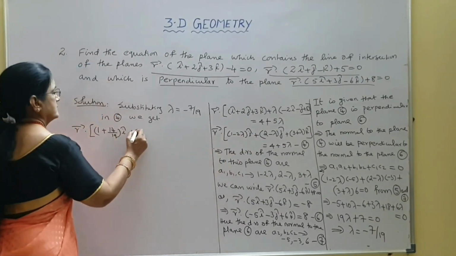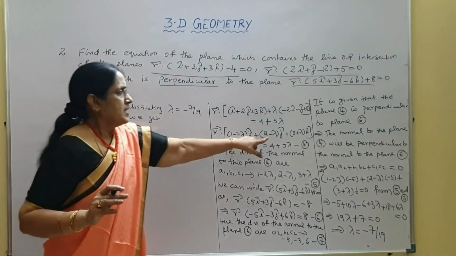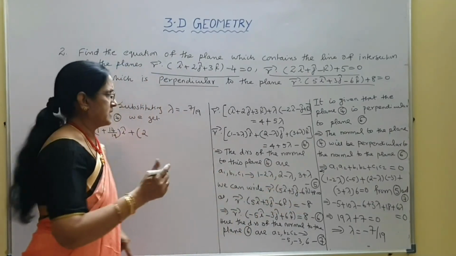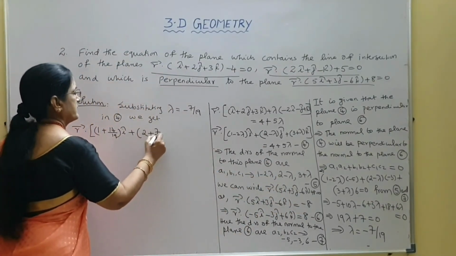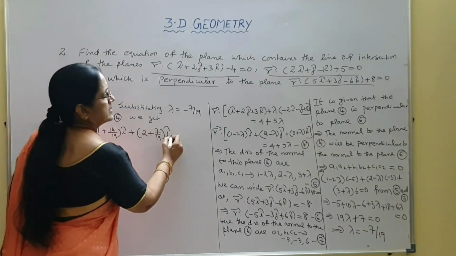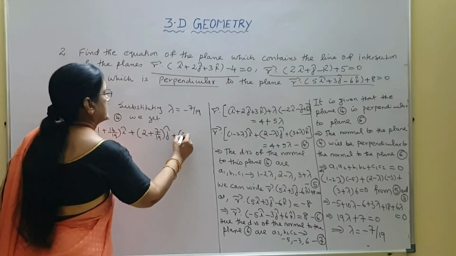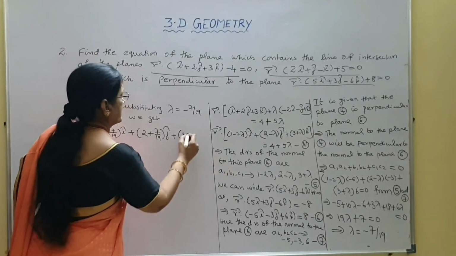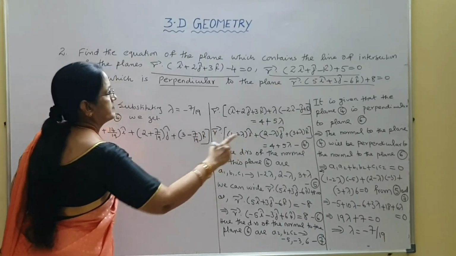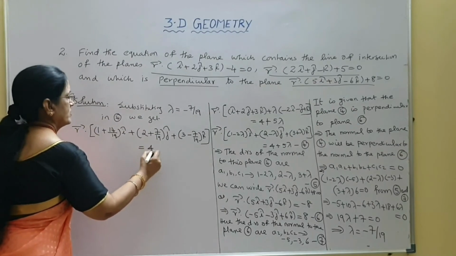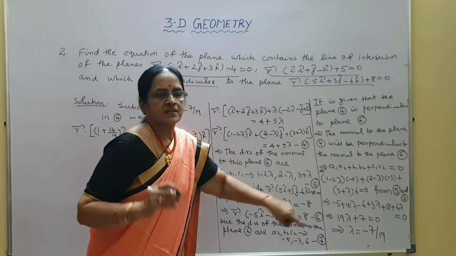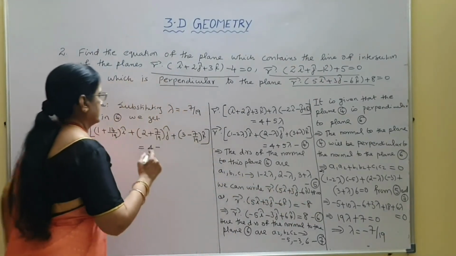plus 2 minus, minus of minus 7 by 19, so plus 7 by 19, that is 2 plus 7 by 19, into j cap, then plus 3 minus 7 by 19 into k cap, is equal to 4 minus 5 into minus 7 by 19, so 4 minus, minus 35 by 19.